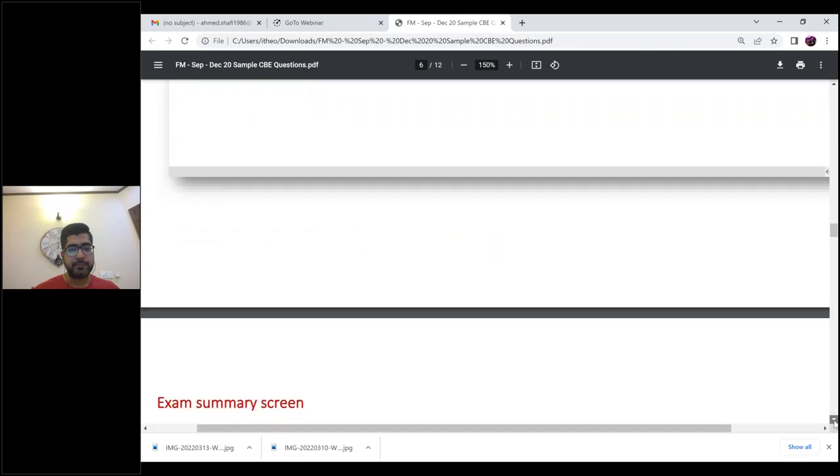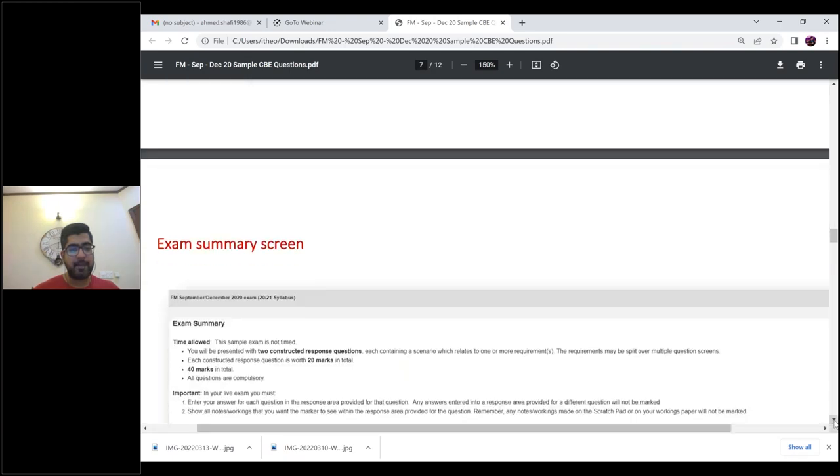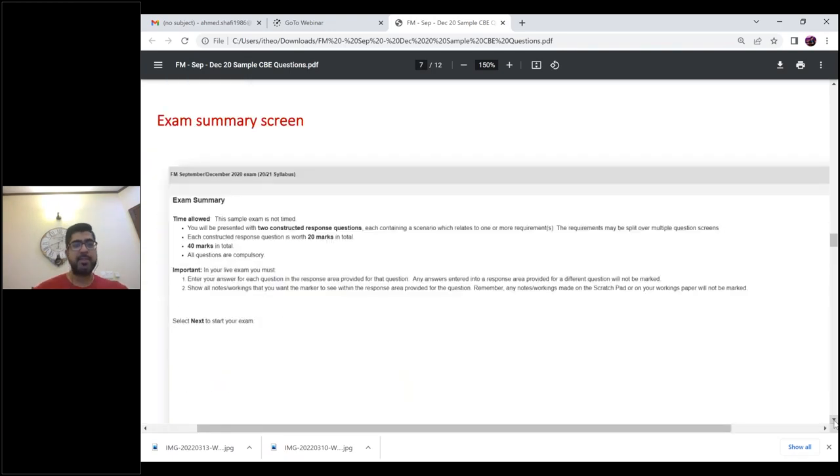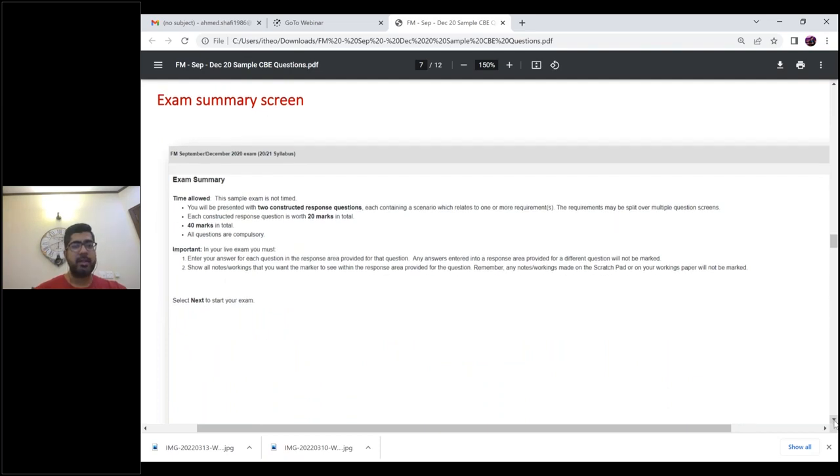Then it will come with the exam summary screen. Time allowed, you know what the time allowed in the exam is. A constructed response question is worth 20 marks. All questions are compulsory. Click next to start your exam. You will click next and start your exam.